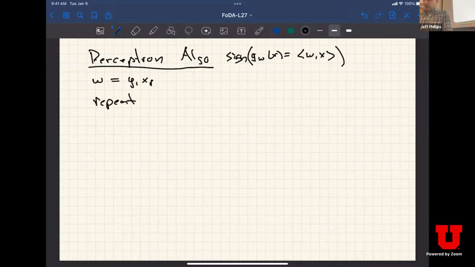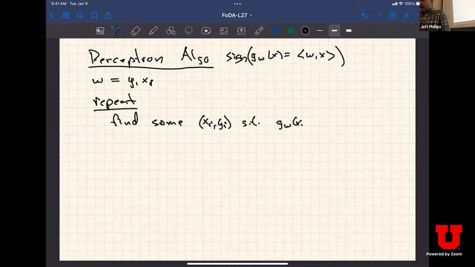Then we repeat. Find some xi, yi such that g of w of xi is not equal to yi, so that we've misclassified it. For this one, we update w to w plus yi xi. And we just repeat this process.